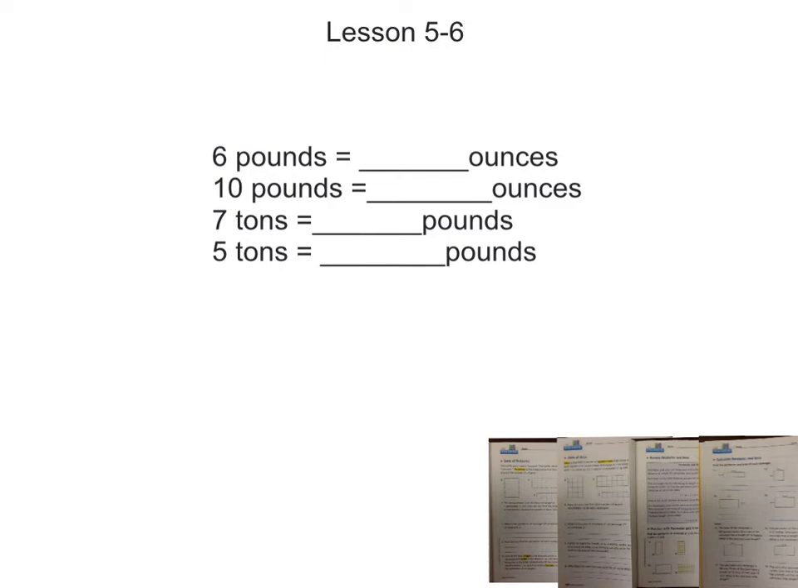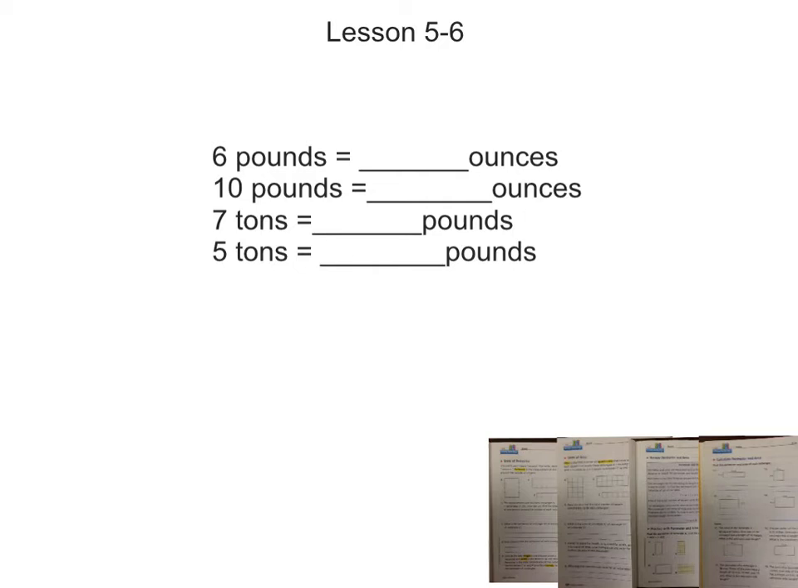Alright, boys and girls, today's lesson is lesson 5-6, and it is perimeter and area of rectangles. So before we get started, I want to freshen up what we've been working on with these whole conversions. I want you to write these down inside your math notebooks and write down the answer to these 4 quick conversions. So pause it, write them down, unpause it.